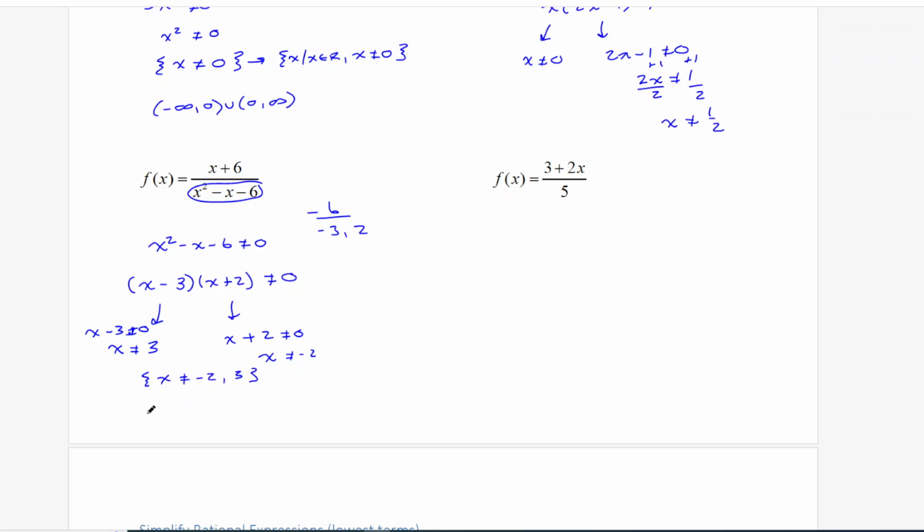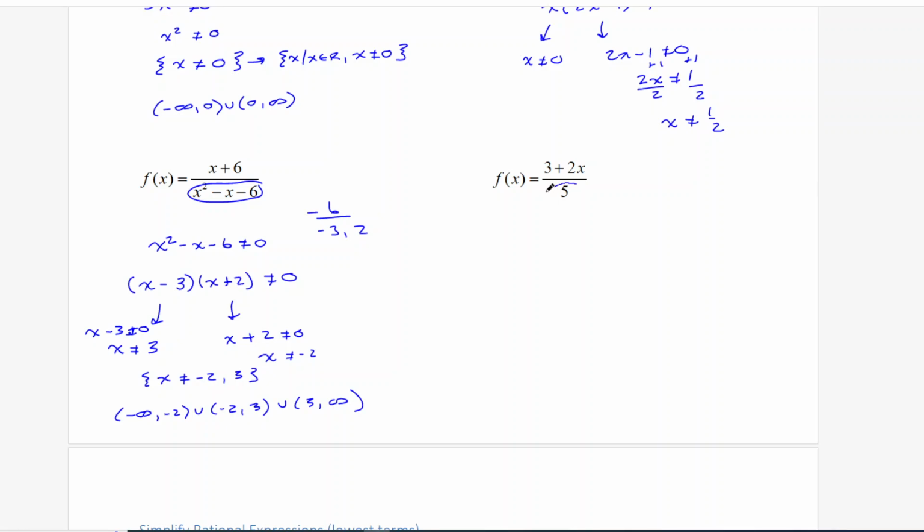And again, set notation is awesome. If I wanted to do interval notation, I'd say x can be everything from -infinity up to -2, and then from -2 to 3, and then from 3 to infinity. If it helps, you could draw yourself a number line and just put holes at -2 and 3 just to help guide you in your interval notation.